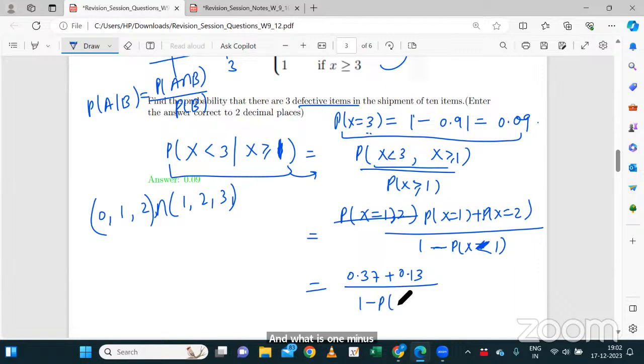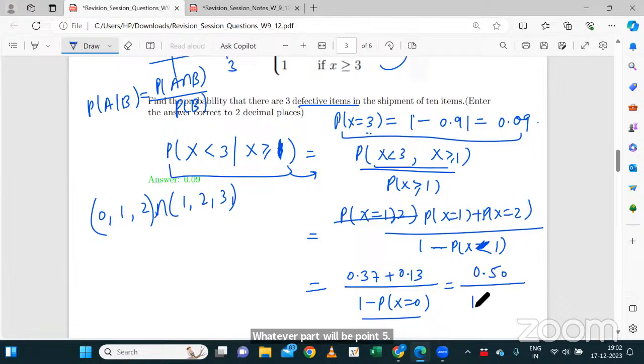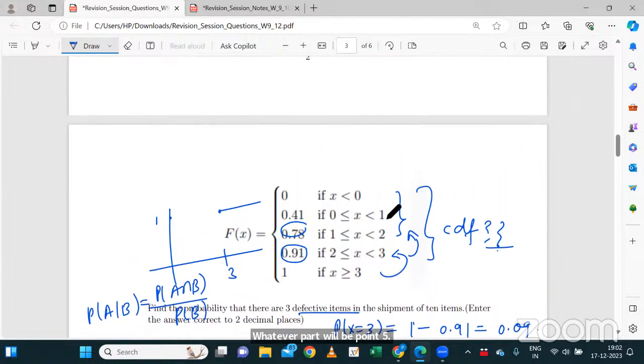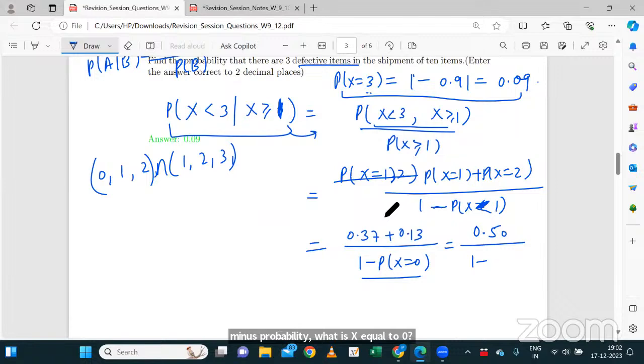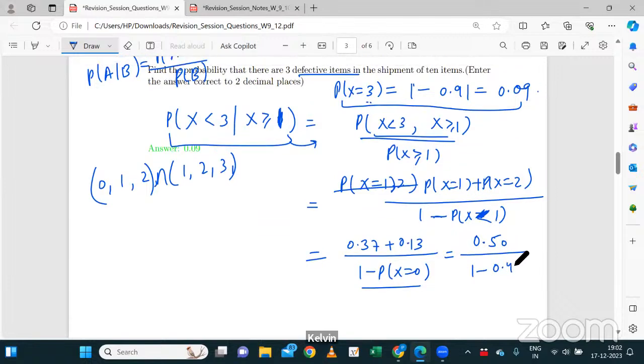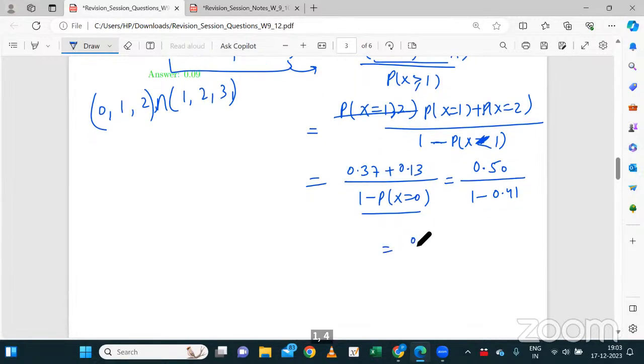And what is 1 minus probability x less than 1? There is only one value less than 1, which is x equal to 0. So the upper part will be 0.5, right? And divide by 1 minus probability of x equal to 0. What is that? 0.41. So 1 minus 0.41 comes out to be 0.59. So 0.50 divided by 0.59 will be the answer. After calculating, we will get the answer.